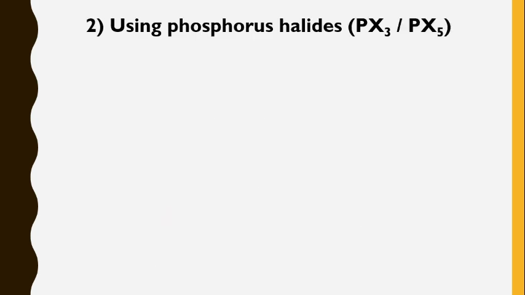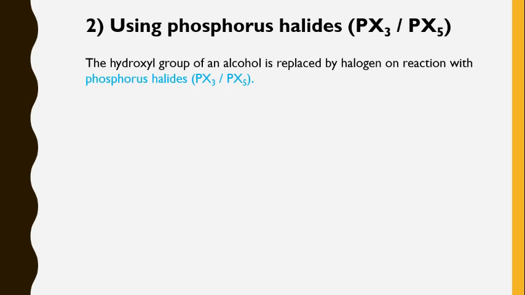Now the second method is by using phosphorus halide. See the general formulas, PX3 and PX5. I will tell the examples. PX3 means PCl3 and PX5 means PCl5. Now see, there is also replacement of the OH group with a halogen. Similar. See, this is the general reaction.